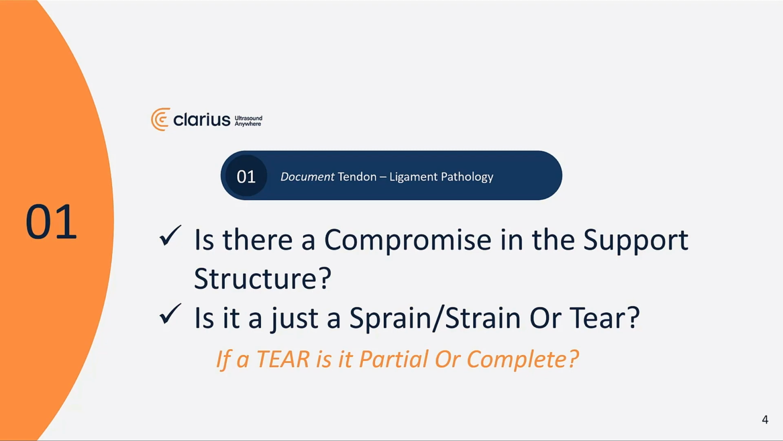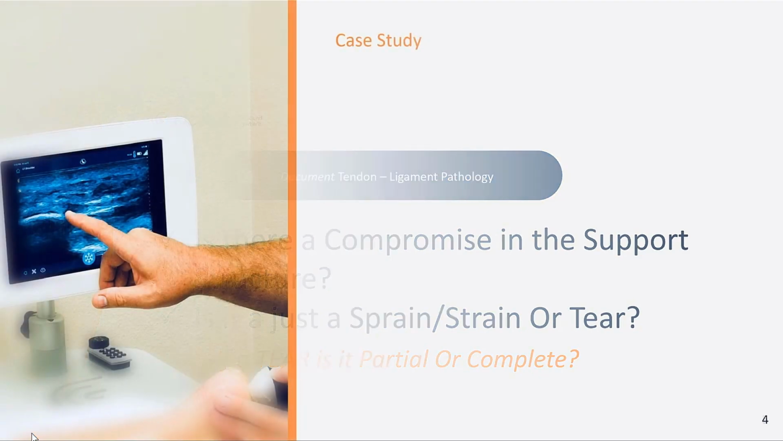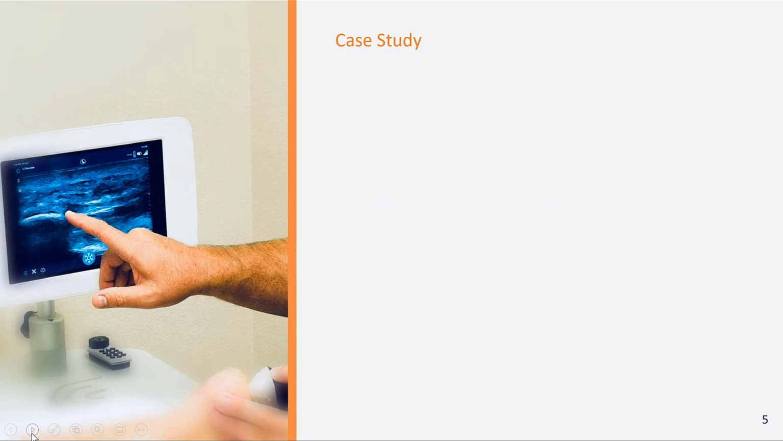And if we do see a fracture of the fibers in the tendon or ligament, is that tear partial or is it complete? And so I've selected a case study that demonstrates the use of ultrasound imaging to critically assess the integrity of support structures.